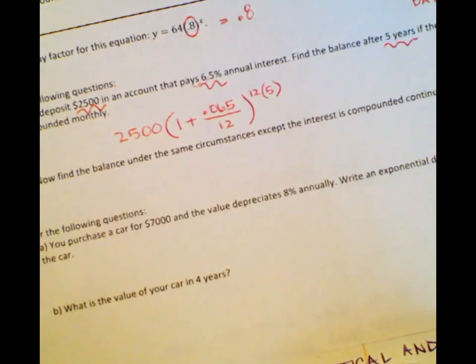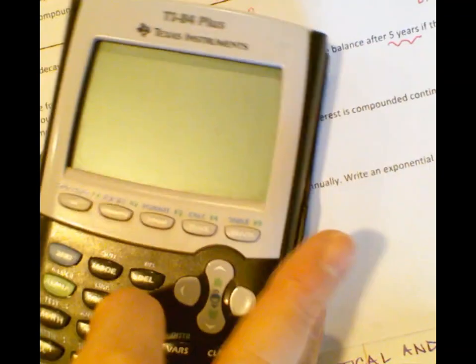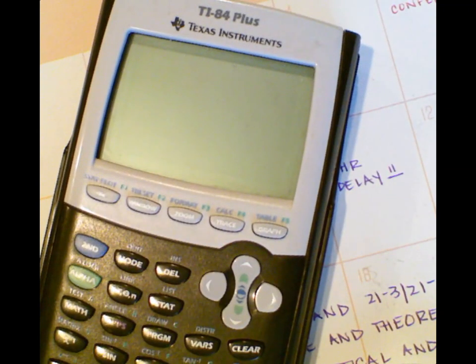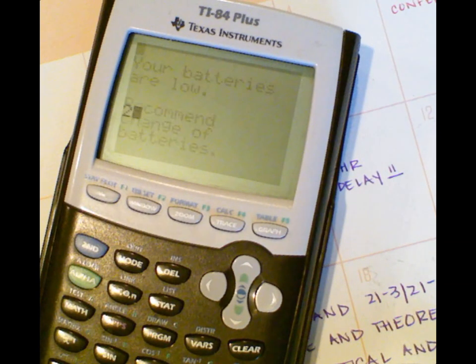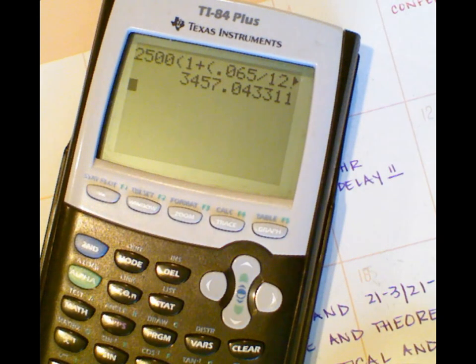Now, for me, I just kind of type it all in. But do you see that little fraction right here? I make sure I put that in an additional parentheses. Okay, so let me just kind of scoot my calculator over here so you can see me typing it in. Okay, so I'll do the 2,500. I'll do 1 plus. Now, when we have that little fraction, I like to put mine in parentheses because it makes me nervous that the calculator is not going to do PEMDAS. So I make sure I put it in parentheses, use my little caret button, and 12 times 5. Enter. So there's your answer right there.